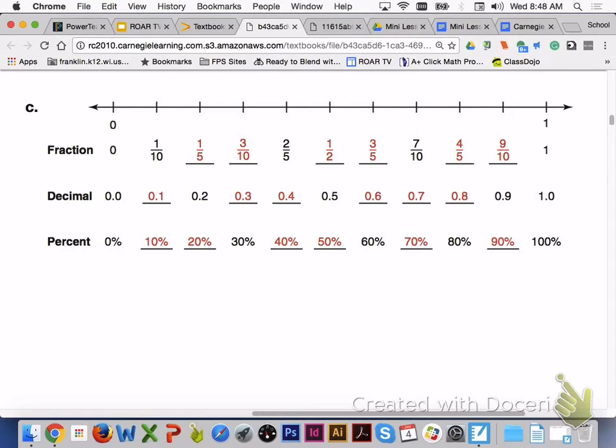And for letter C, your missing fractions are 1/5, 3/10ths, 1/2, 3/5, 4/5, and 9/10ths. Your missing decimals are 1/10, 3/10ths, 4/10ths, 6/10ths, 7/10ths, and 8/10ths. And your missing percents are 10%, 20%, 40%, 50%, 70%, and 90%.